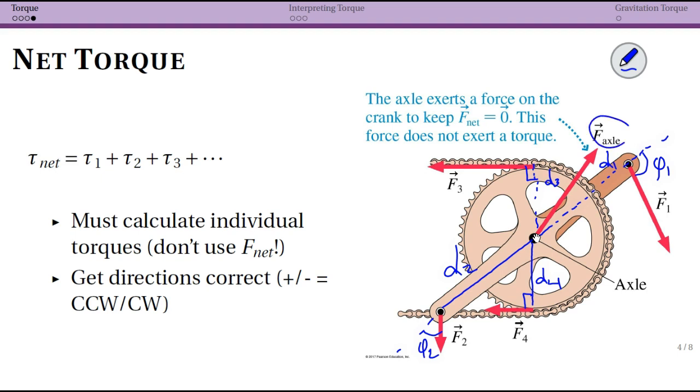Note that this F axle, because it's applied right at the axis point, gives you 0 torque because the distance is 0. However, you would then have torques from each of these 4. You would need to get whether that is a clockwise versus a counterclockwise torque. You would calculate 4 individual torques and then add them up.